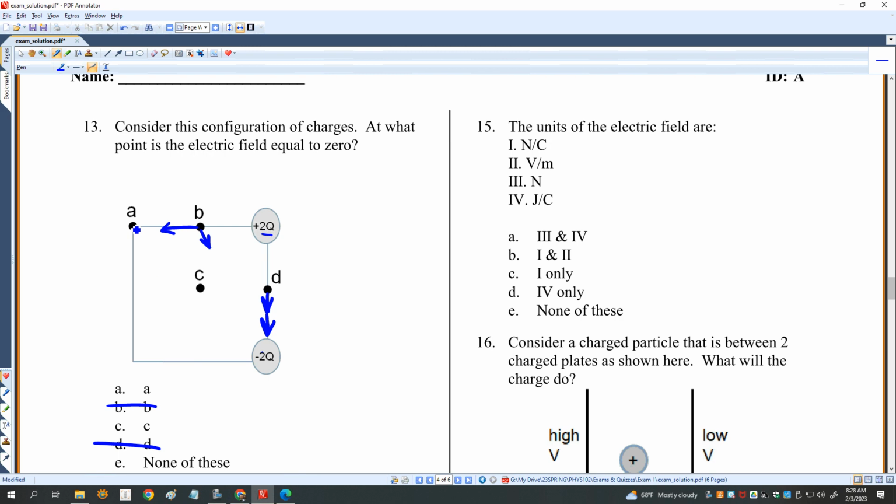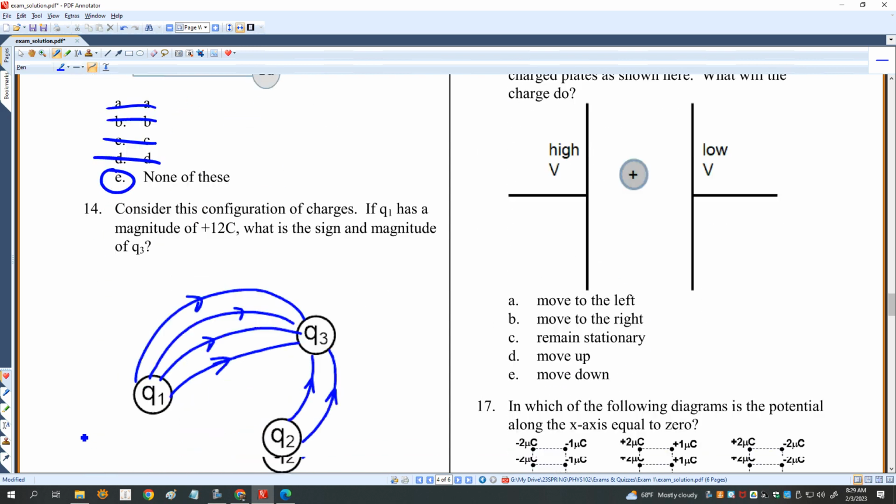The electric field at A, let's see, I have the electric field due to theirs in that direction. The electric field there is smaller, so it's very similar to B, and that doesn't give me a 0 vector. Let's see, C, the electric field in this direction due to that charge, and here it's in this direction. Those two vectors don't give me a zero electric field, so the answer is E for that one.